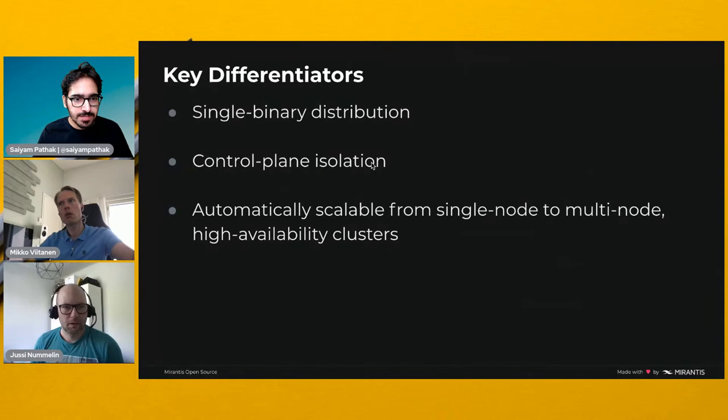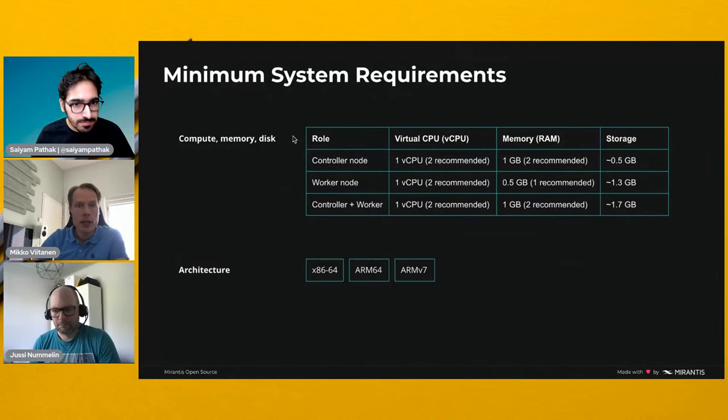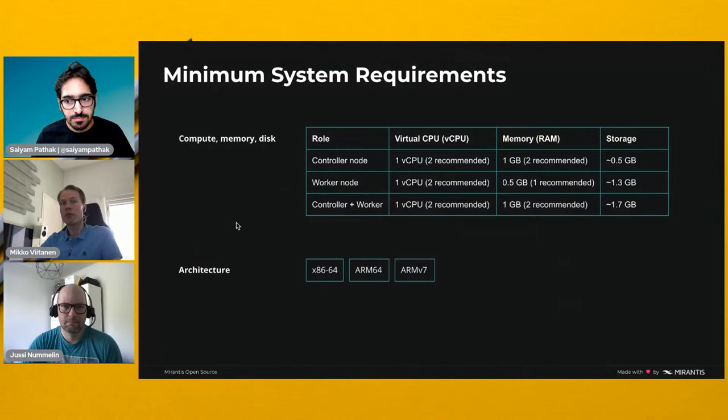Maybe I actually forgot one differentiator, which was the system requirements. I don't know if it's a real differentiator, but K0s is, I would say, among the lightest kube distros in terms of needed CPU, memory, and disk. There are others which are, I think, as light as K0s, but it's among the lightest. And on the hardware side, CPU support, we support x86 and ARM processors.